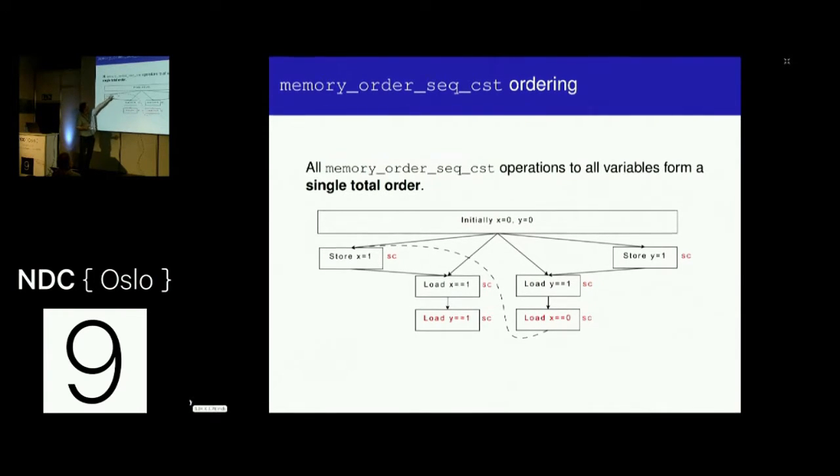So if we've got 4 threads, we've got one thread over here that is storing a value to some variable x, and another thread over there that's storing a value to some variable y. Then we've got 2 threads in the middle that are reading x and y, but in different orders.